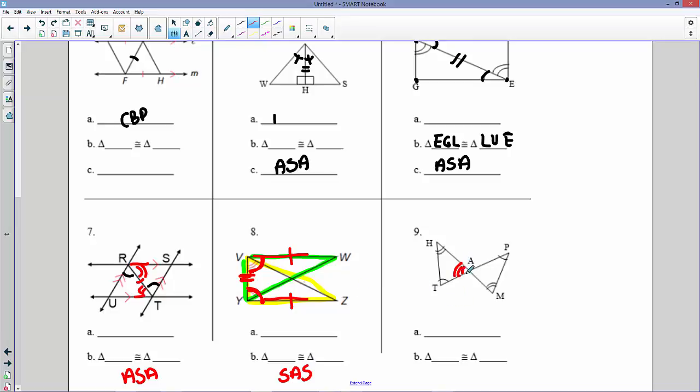Here we get a third angle, that's vertical angles, but big deal, 3 angles and 3 angles do not prove triangles congruent.